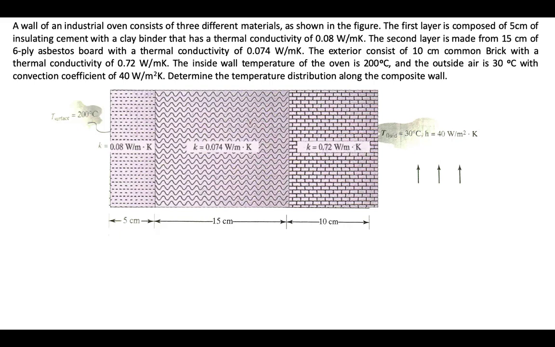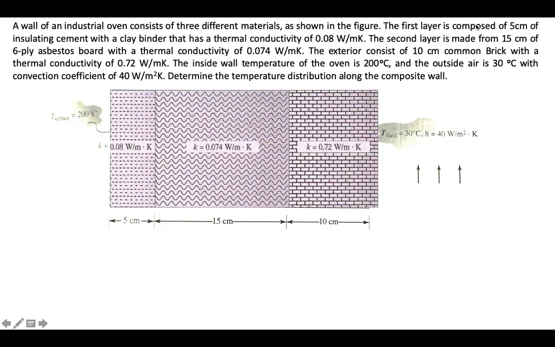Very good morning, friends. Today we are going to see a problem related to composite slab. The problem statement is: a wall of industrial oven consists of three different materials as shown in the figure. Here the figure is shown. This wall consists of three different materials. Material number one, this is the second material, and this is the third material.